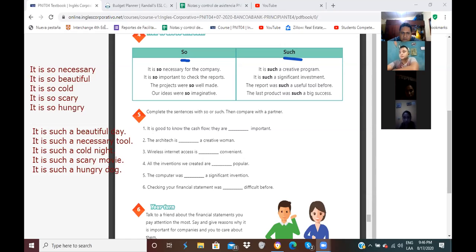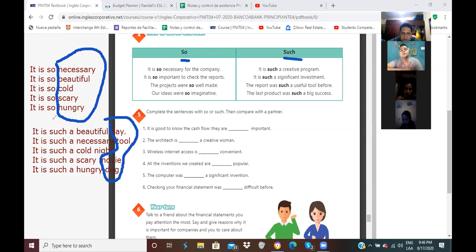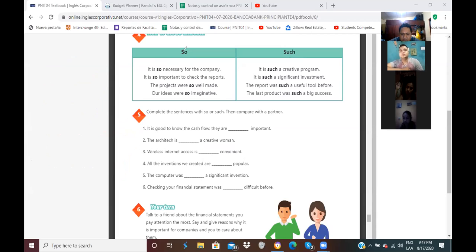El so, solo lo vamos a usar con el adjetivo. So necessary. So beautiful. So cold. So scary. So hungry. Y el such, siempre lo vamos a usar con un noun. Right? It is such a beautiful day. It is such a necessary tool. It is such a cold night. It is such a scary movie. It is such a hungry dog. So, acuérdese, si va a usar so, le sigue un adjetivo. Si vas a usar such, le sigue un adjetivo y un noun. Y el article, a o an.